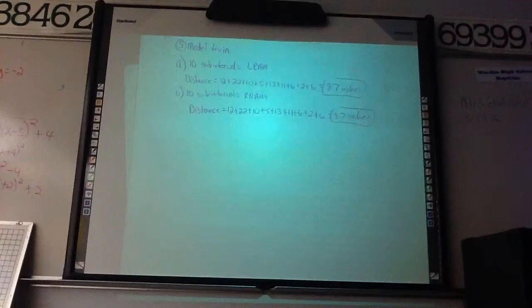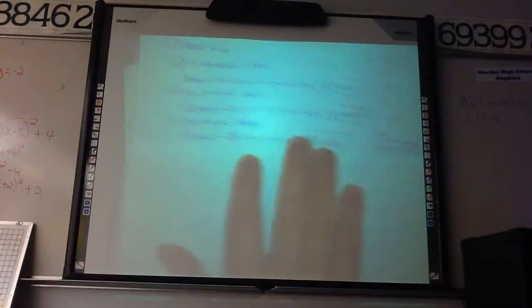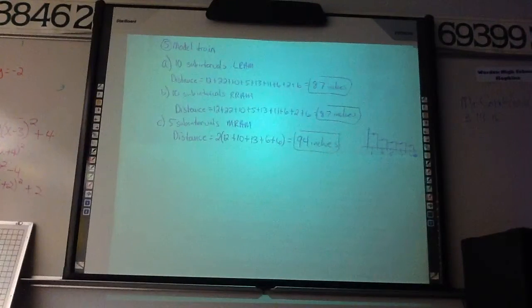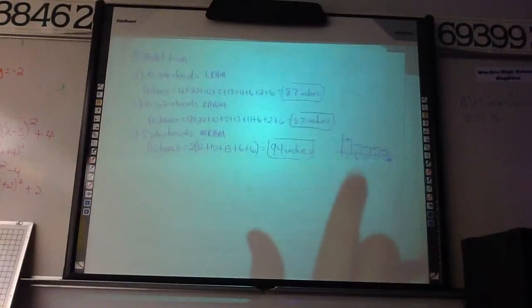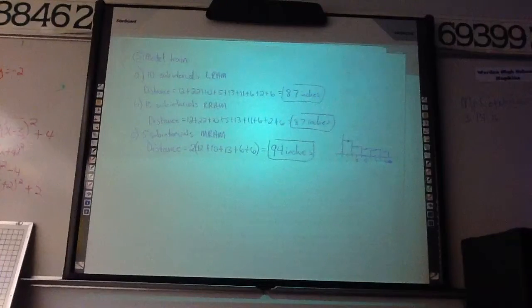And then what'd you get? 94. How do you know? I got 80. Because it's in the middle, so I just drew, I didn't draw the actual picture. For that one, I had to draw a little sketch, because I was like, which one do I use? With 5 intervals, these aren't accurate at all. I didn't actually graph it.